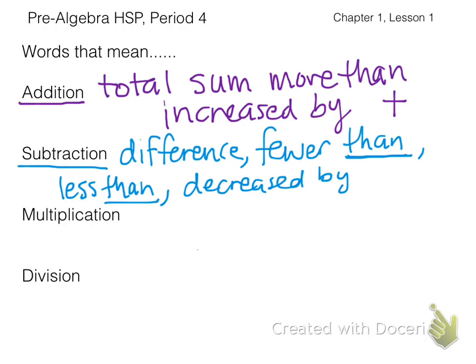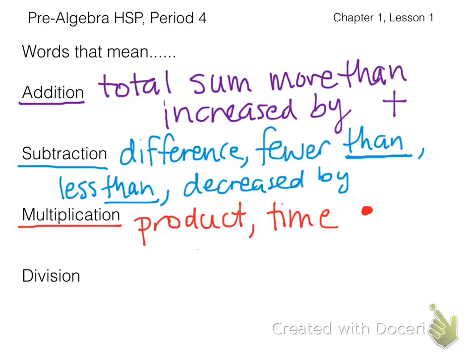All right, how about I do multiplication in red? So words that mean multiplication are product and times. And then remember we use the dot for multiplication now because we can't use the x because the x is now a letter and a variable. So we're going to use the dot, but we can also say anything right next to something else in parentheses.